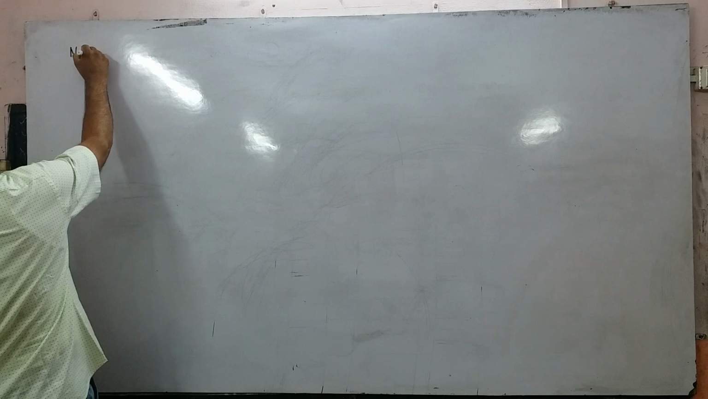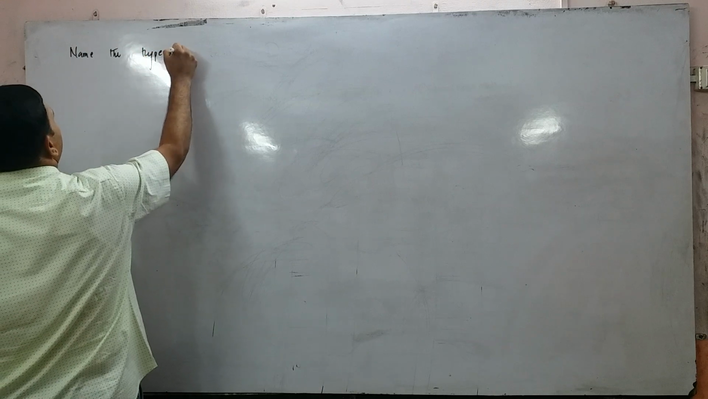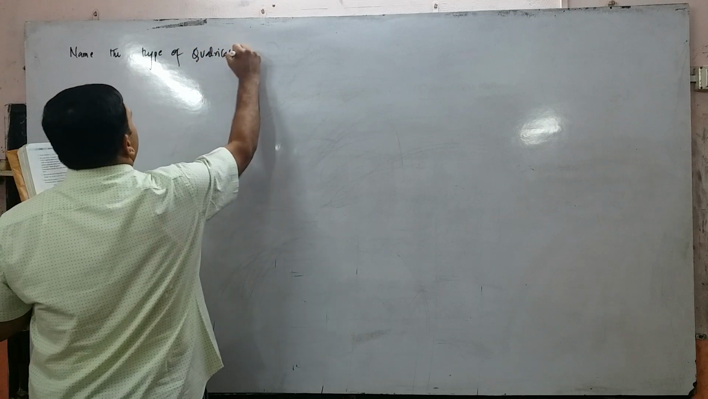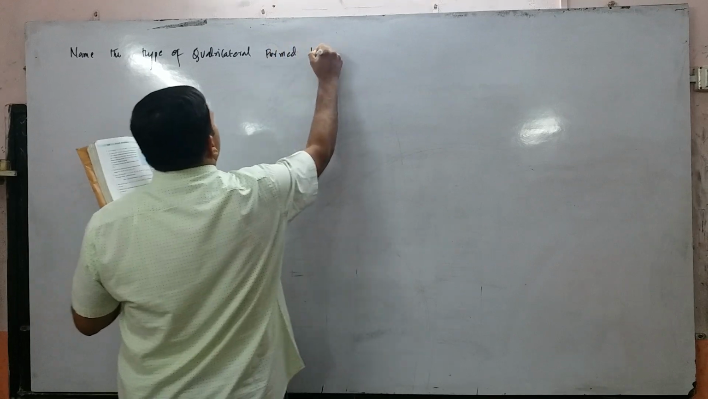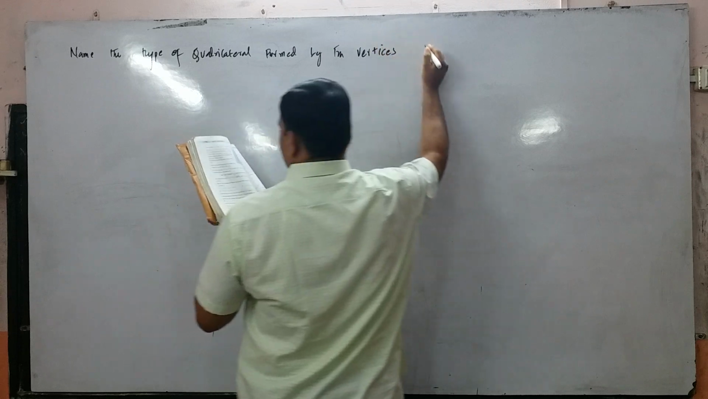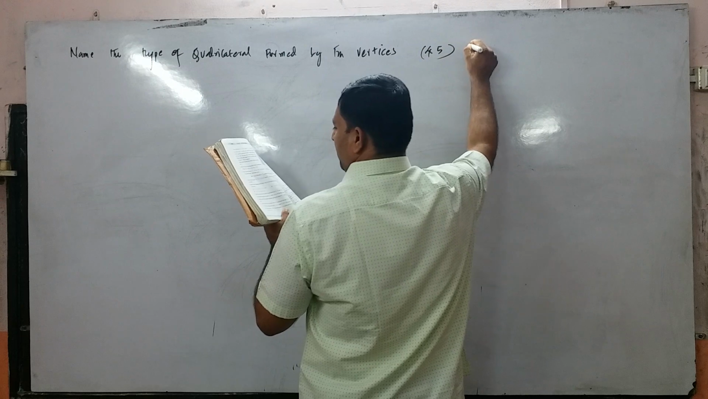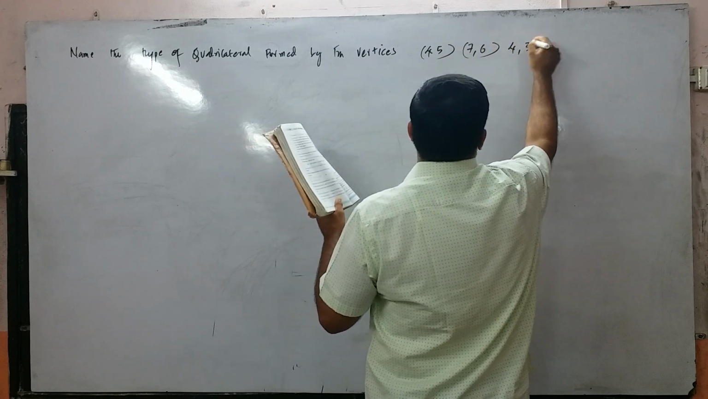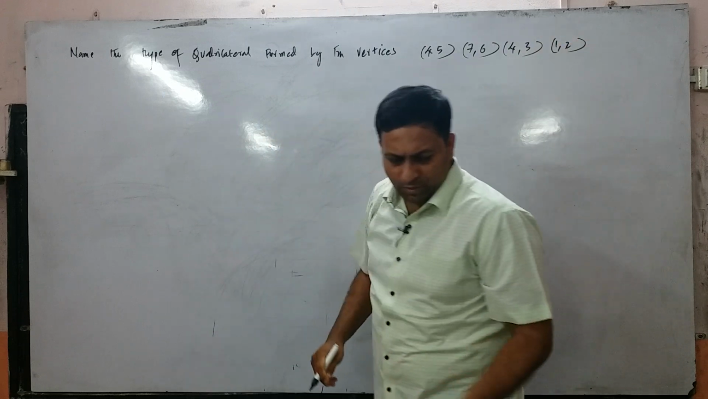Name the type of quadrilateral formed by the vertices (4, 5), (7, 6), (4, 3), (1, 2). All right.